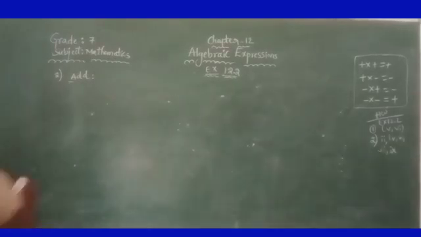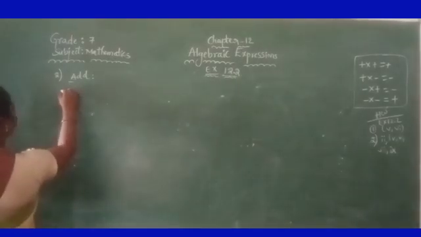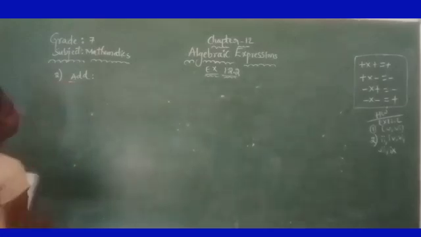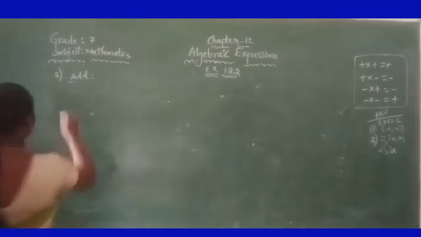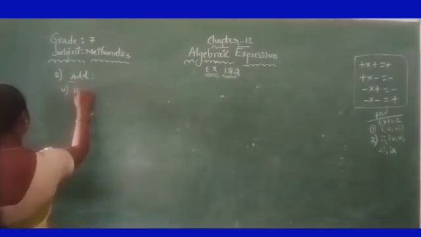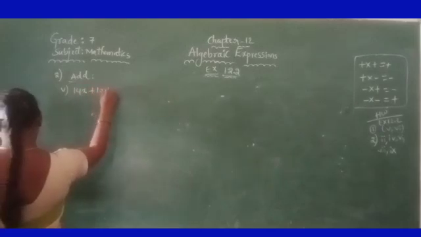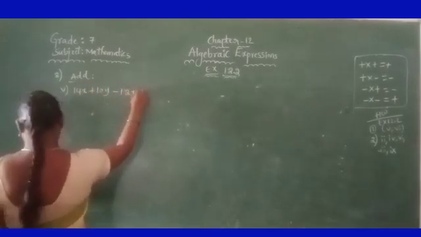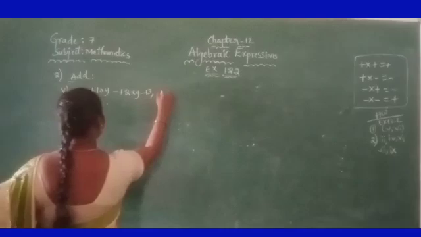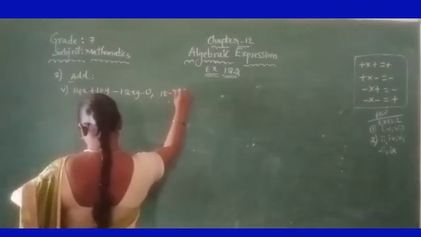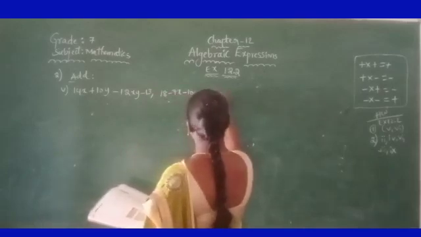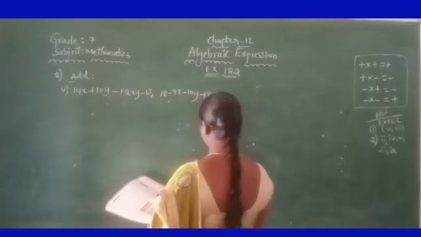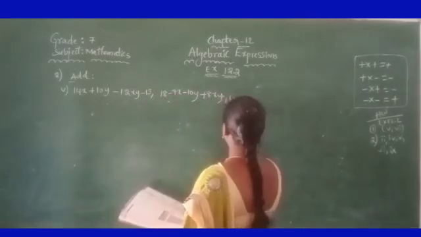Right. So next, the fifth one. The fourth problem you have to solve yourself. And the fifth one, see: 14x plus 10y minus 12xy minus 13, 18 minus 7x minus 10y plus 8xy, comma 4xy.